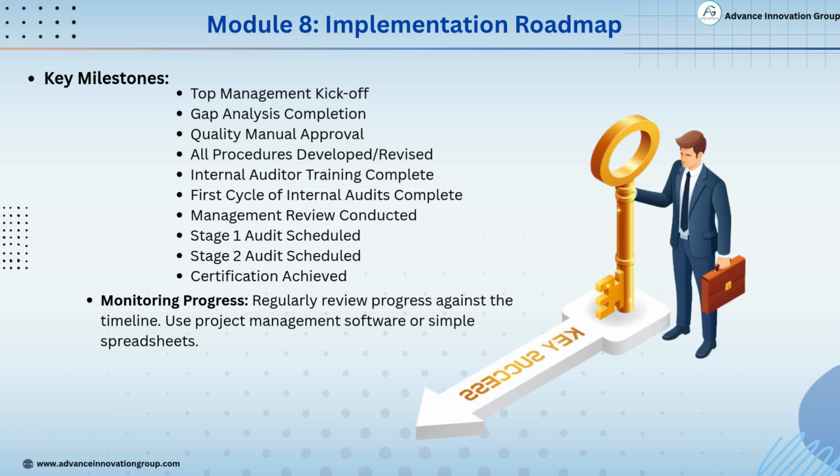Management review conducted. Leadership reviews progress, findings, and plans for improvement. Stage 1 audit scheduled. This is the preliminary audit to assess readiness. Stage 2 audit scheduled. The final external audit for certification. Certification achieved. Congratulations! You've met the requirements and earned certification.